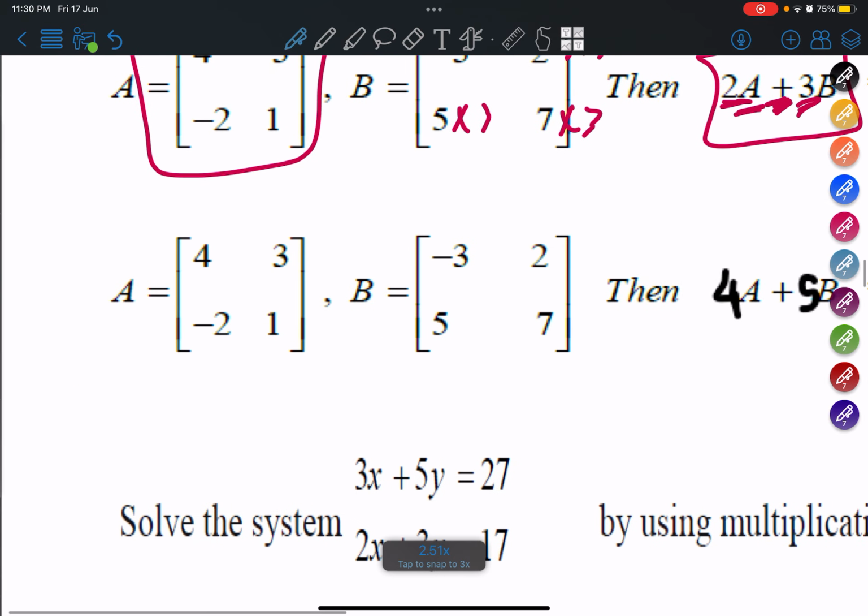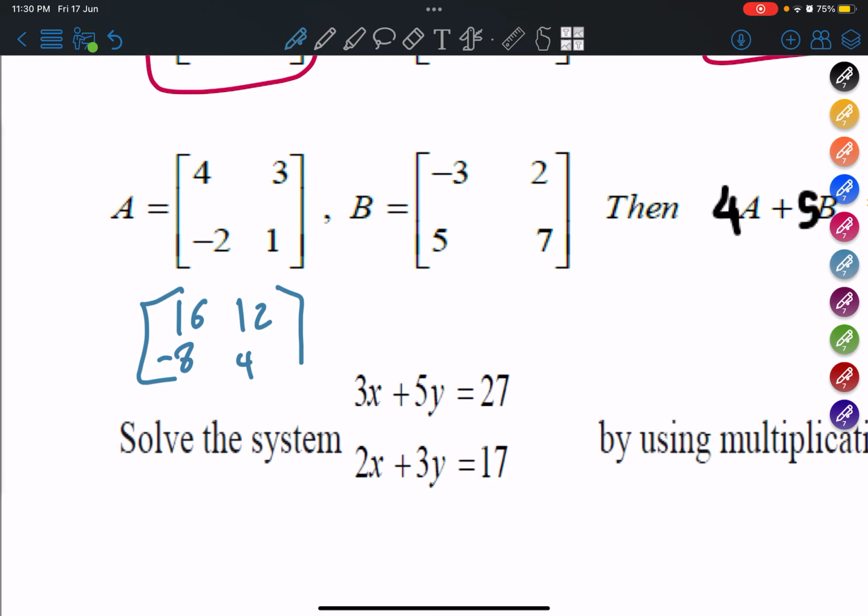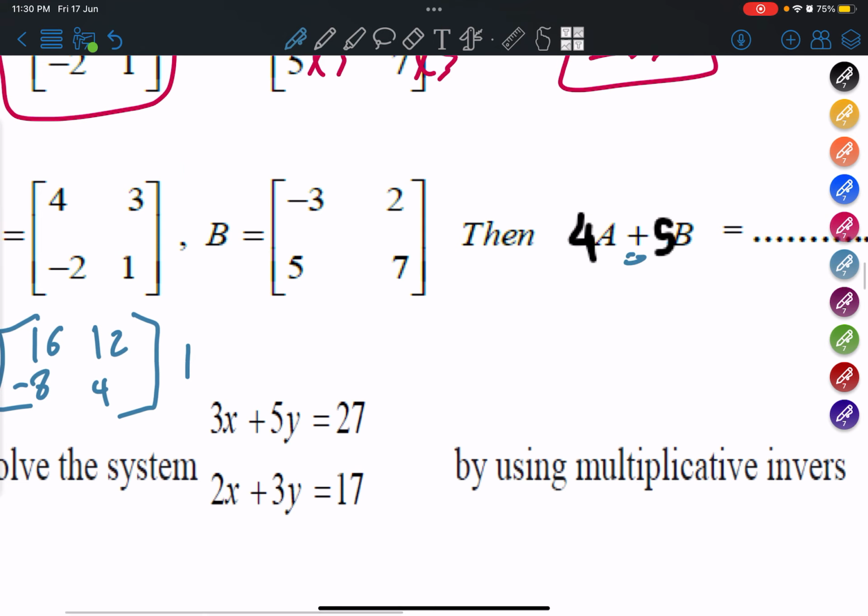Same thing here, we'll multiply matrix A by 4. So it will be 4 times 4 will be 16, 4 times 3 is 12, 4 times -2 is -8, and 4 times 1 is 4. We have plus here, so plus. Then B is everything times 5. So -3 times 5 is -15, 10, 25, and 35.